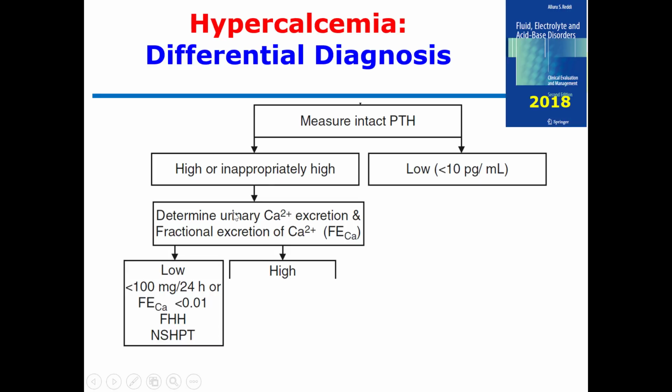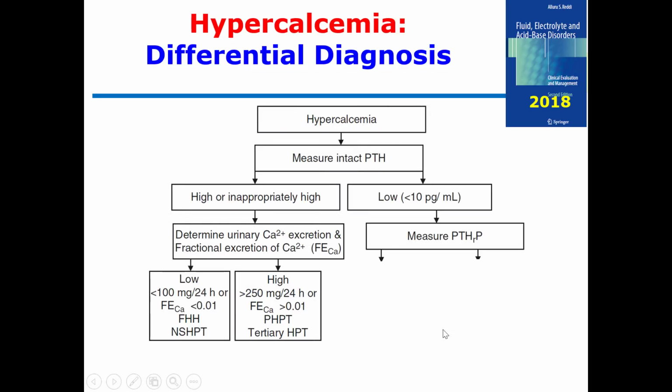Suppose that you find high PTH and high calcium excretion. So here we are within the diagnosis of hyperparathyroidism, primary or tertiary hyperparathyroidism. If we measure intact PTH and the result is low, less than 10 picogram per ml, here we measure PTH-related peptide. If it is high, this denotes malignancy, humoral hypercalcemia of malignancy. But if it is low, we should shift to vitamin D.